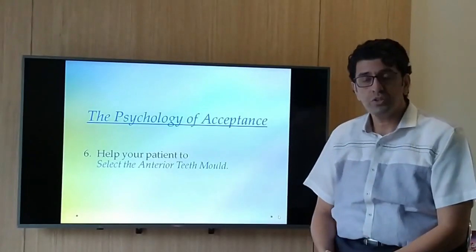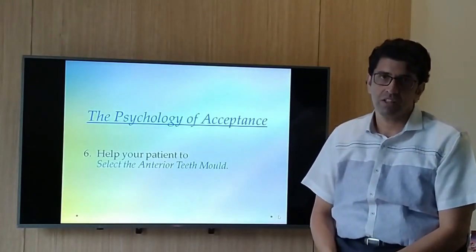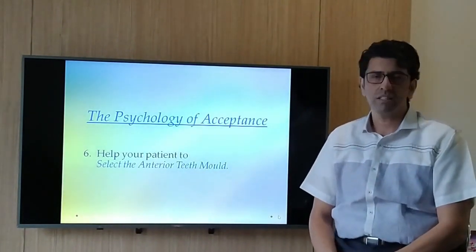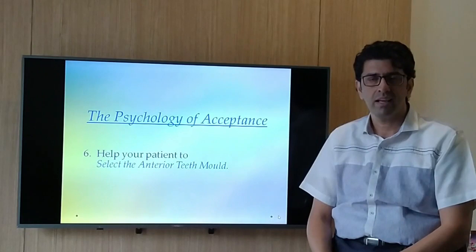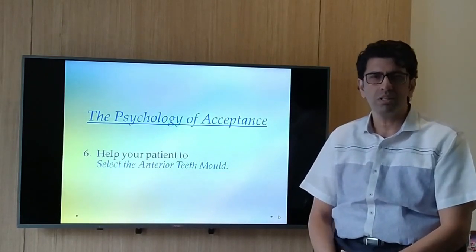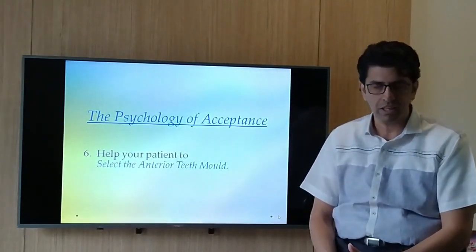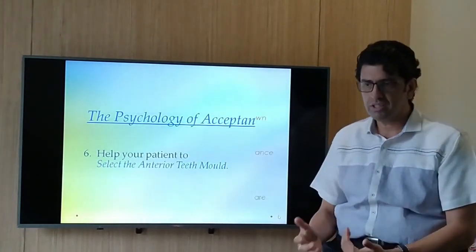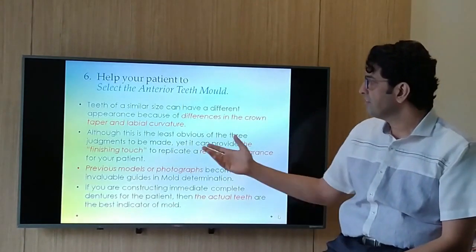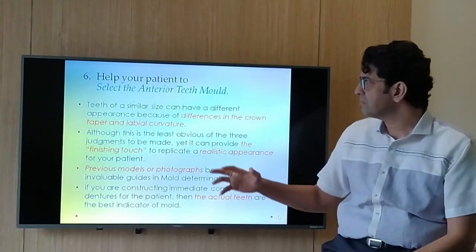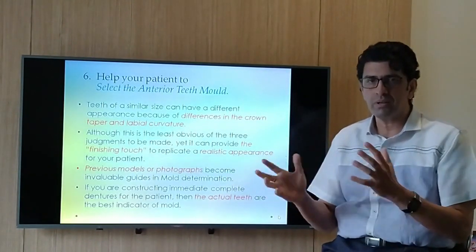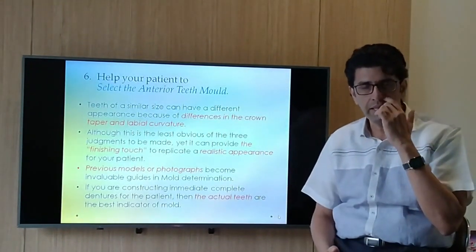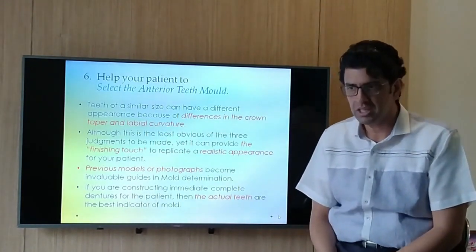Help your patient to decide the mold of the teeth. Now, of the three, the patient can easily select the color, reasonably be able to select the size, and the mold is the one that's a little difficult for the patient to select because it's not so obvious to the patient. But this is what really gives the finishing touch. You can have the same size, but the appearance can change because of the difference in the crown taper, the labial curvature, and things like that. And this is really what gives the finishing touches to the denture.